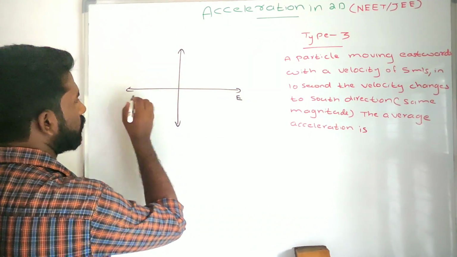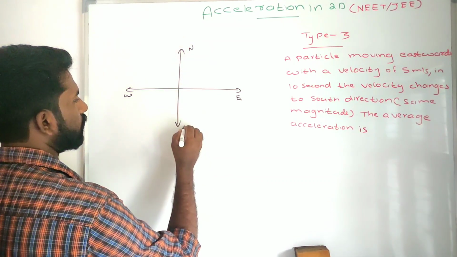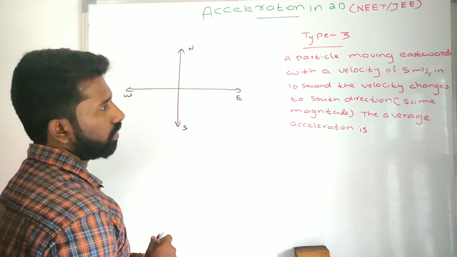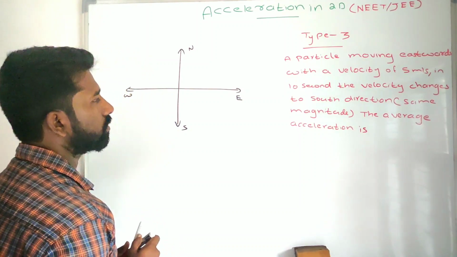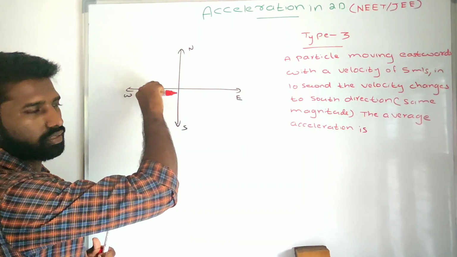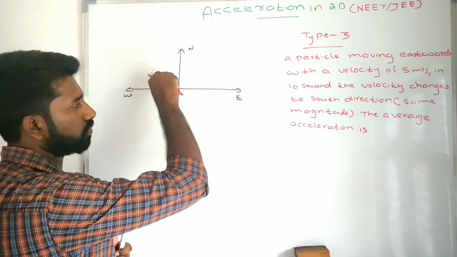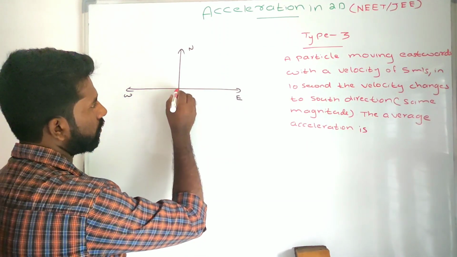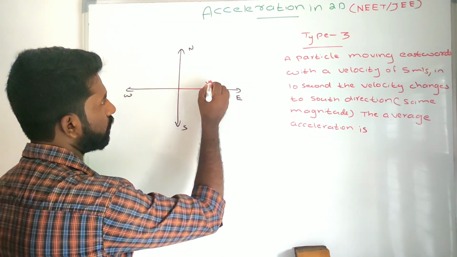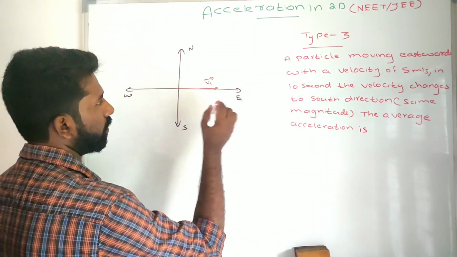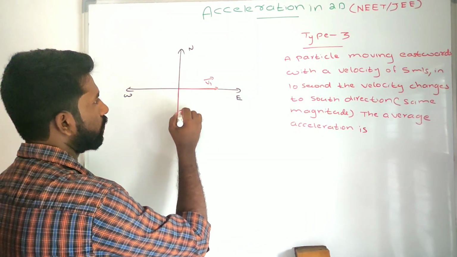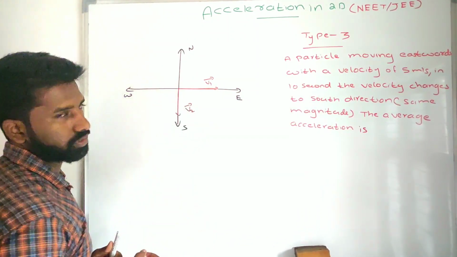This is the east direction, this is the west direction, this is north and this is south. Initially the body is moving toward the east direction like this. After that it changes to the south direction like this. Then this is V1, which is 5 meter per second. What about V2? V2 is also 5 meter per second.